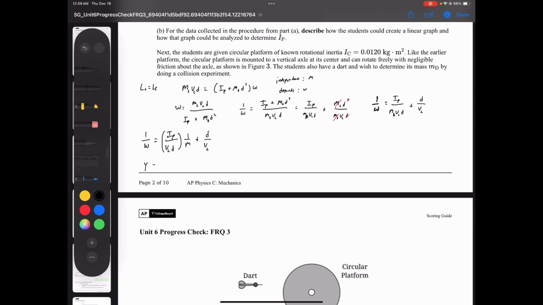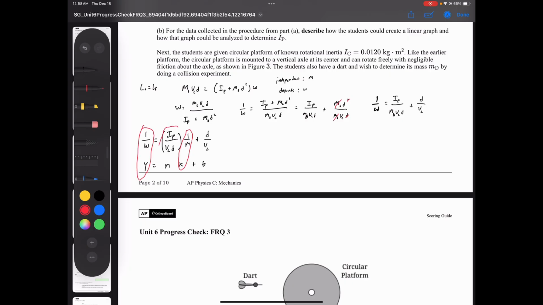So then when I want to map this to a graph, what do I graph in order to figure out the moment of inertia of the platform? Well, for my vertical axis, I'm going to put 1 over omega. For my horizontal axis, I'm going to put 1 over m. So I'm going to measure inverse angular velocity, and I'm going to write inverse mass on the horizontal axis.